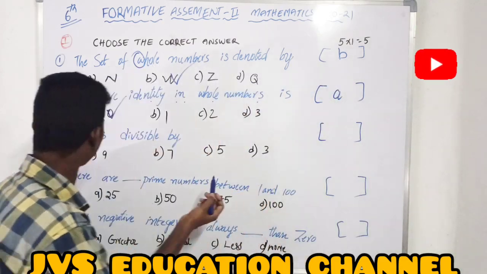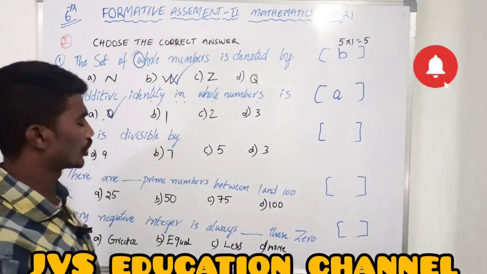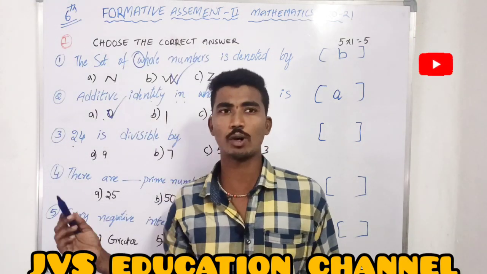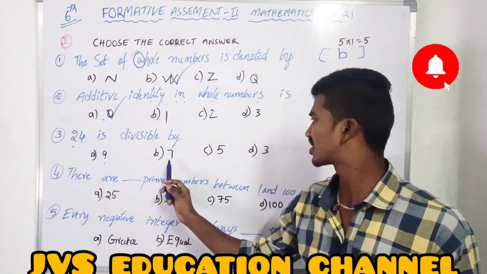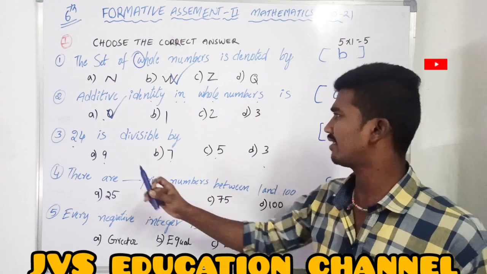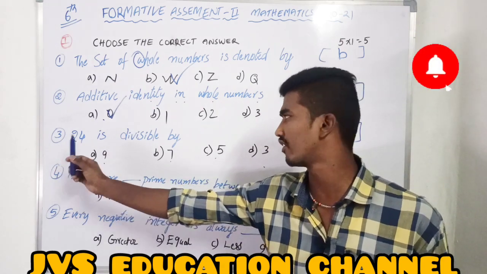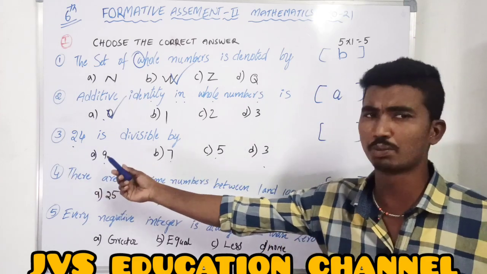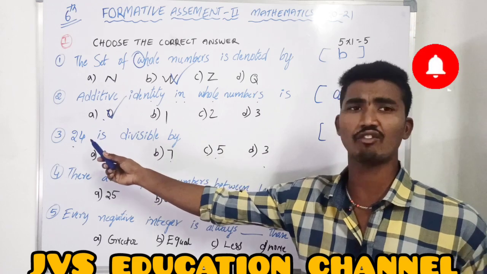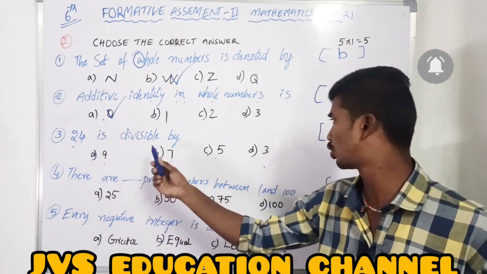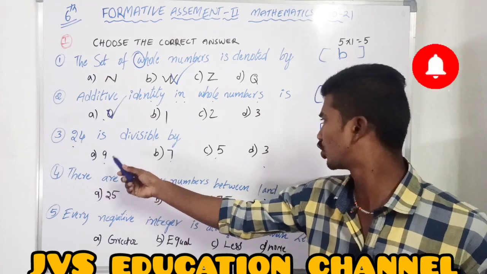And next, we go to the third question. Listen, 24 is divisible by. Check the given options: 9, 7, 5, 3. Listen, 24 is an even number; in 24, the ones place has an even digit. So check the divisibility rules. The divisibility rule of 2 applies to even ones place, but we don't have option 2. And next, 9.